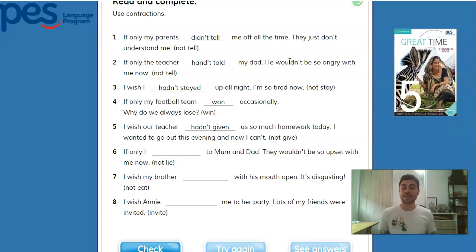Good. Number six. If only I to mom and dad, they wouldn't be so upset with me now. And the verb is lie. So the person is telling us that he or she lied to his or her mom and dad. Because now they are very upset. So he or she actually is regretting a past situation. So again, if only and past perfect. So if only I hadn't lied to mom and dad.